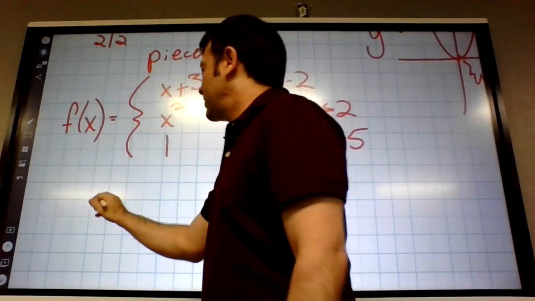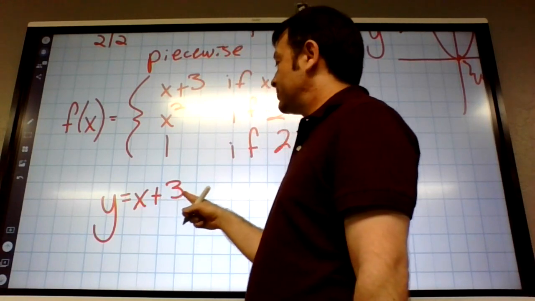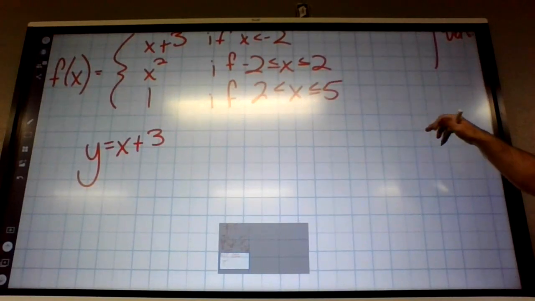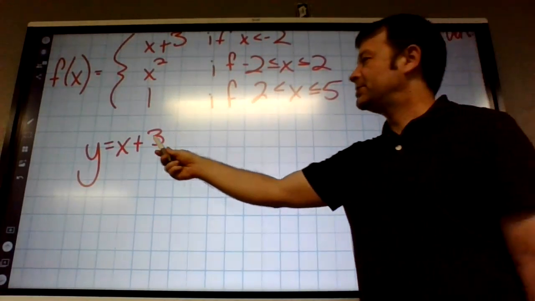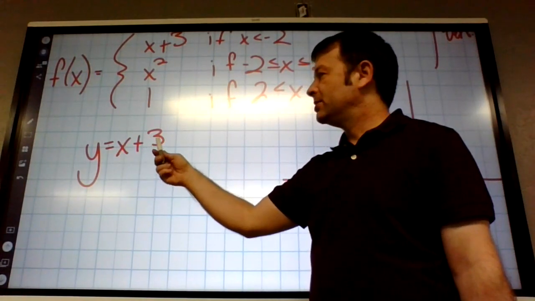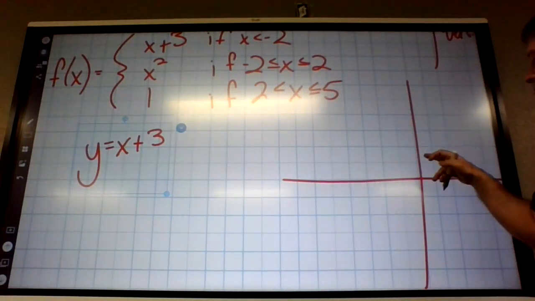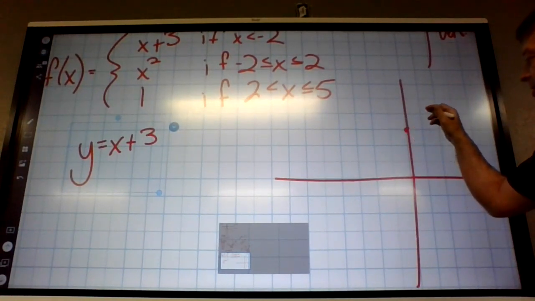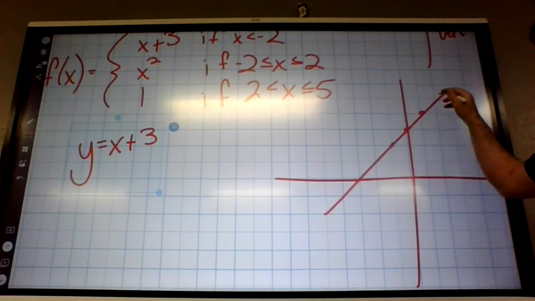So that's like, well, what does the graph of y equals x plus 3 look like? I'm going to squeeze it over here. Yeah, it's a line, right? Because it's got a y equals mx plus b form. So 3 is the y-intercept, and the slope is 1. So it normally looks like this, right? Yeah. But here's the problem.